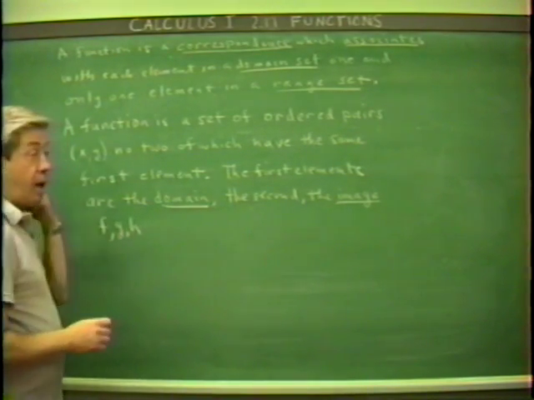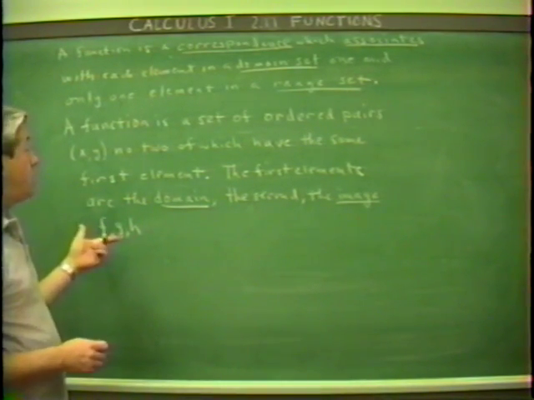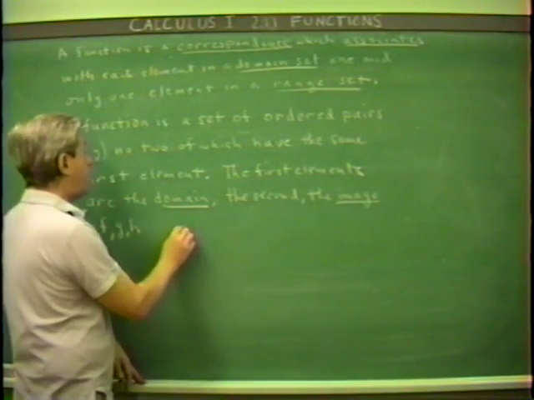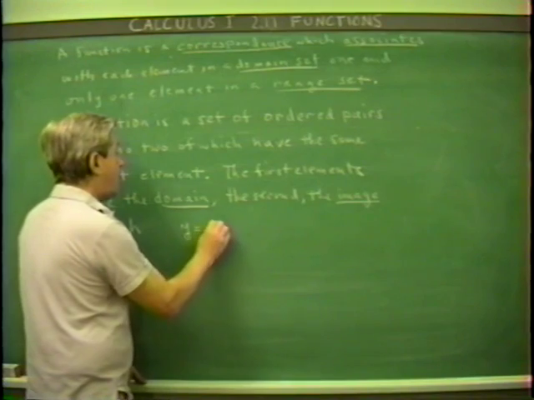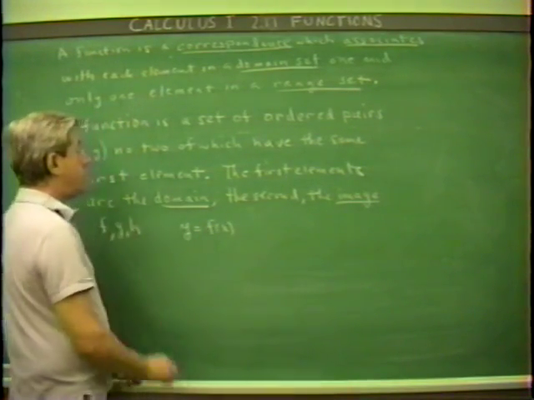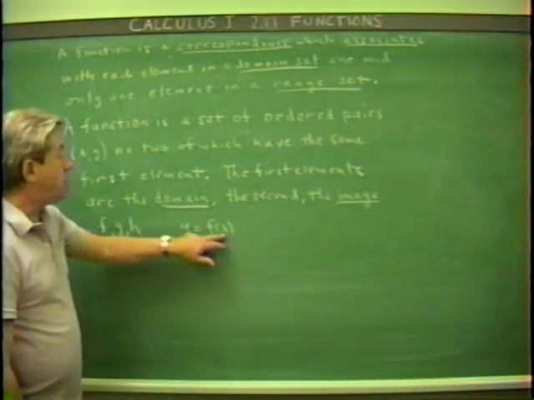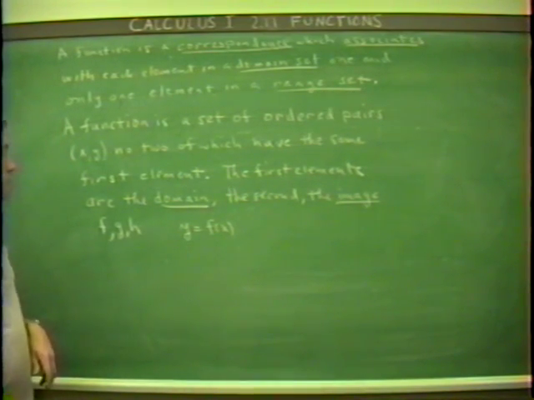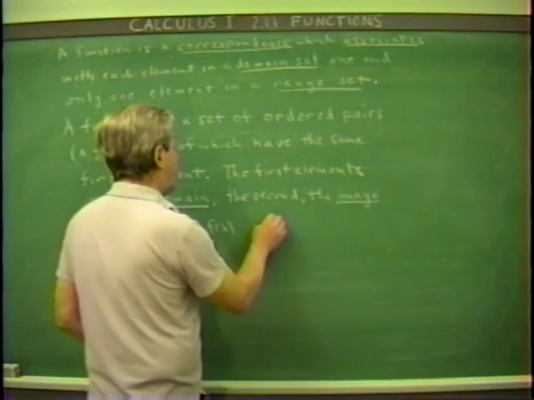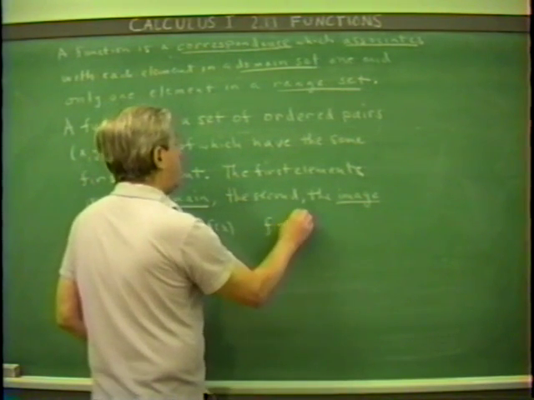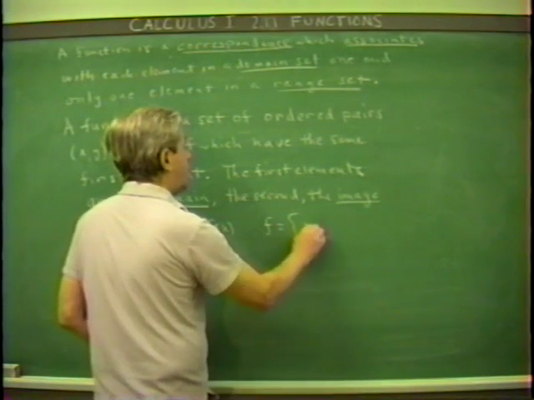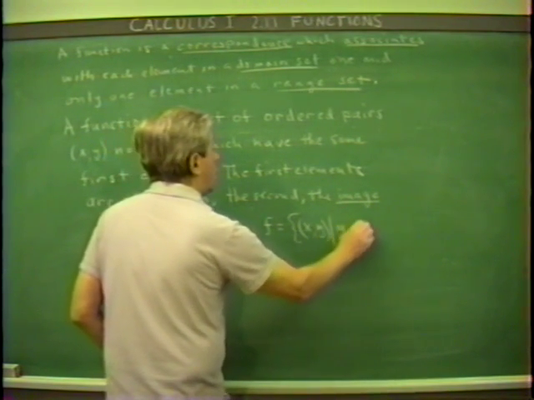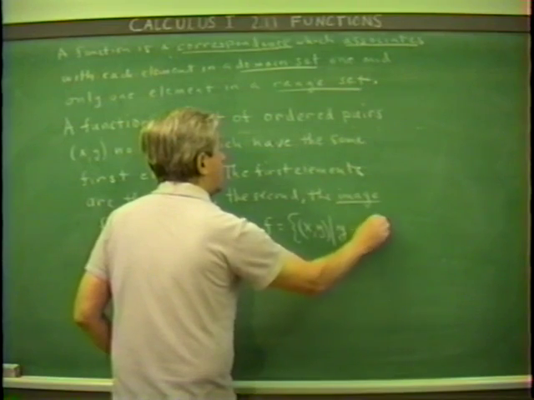And if there is a rule that tells you what the second element is given the first element, then we will write y equals f of x, where f of x is supposed to be something that tells you a unique y for a given x. And consequently, we could also write that f, the function, is the set of pairs (x, y) such that y is f of x.